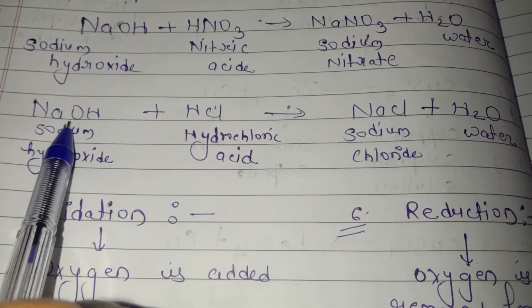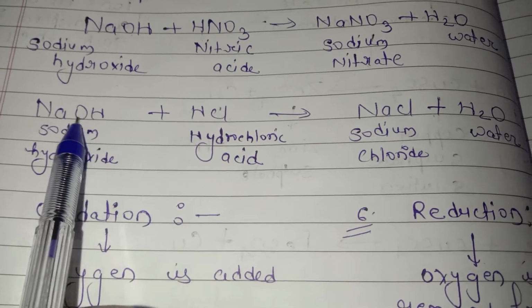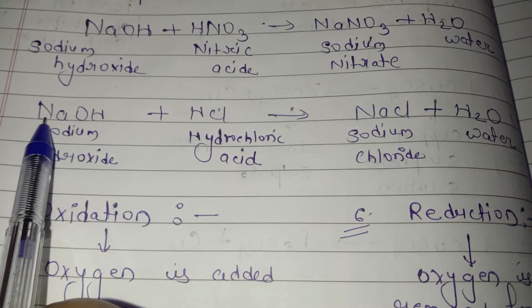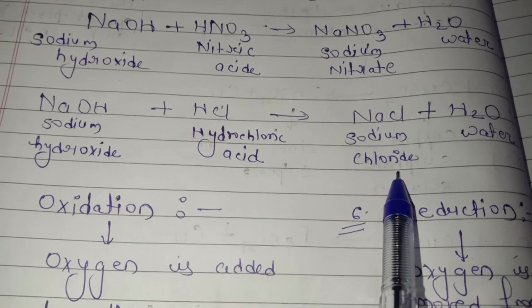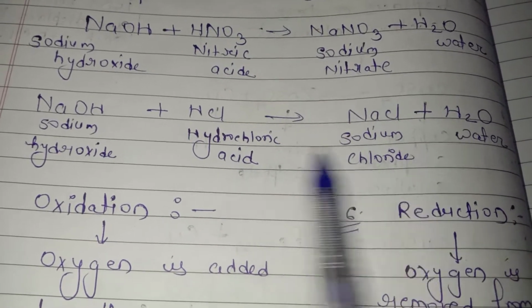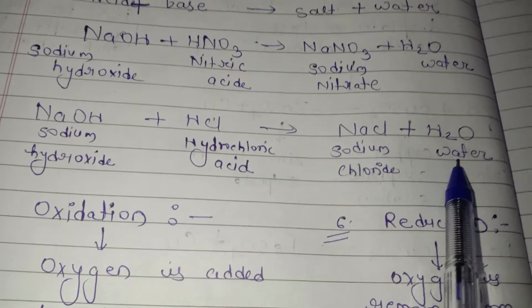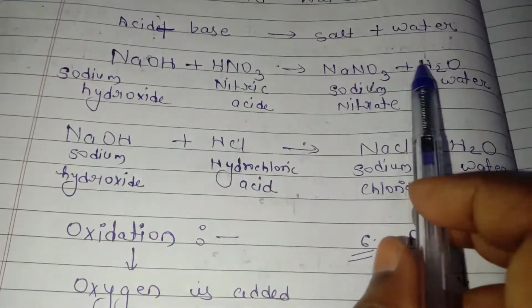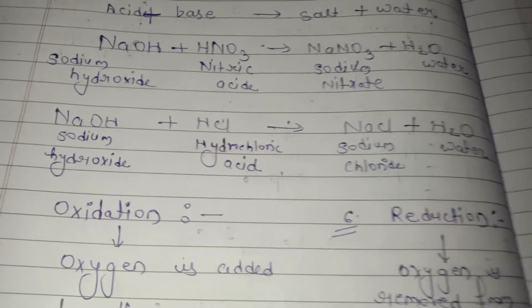Again see, this part gives you water, H2O, and this with Na combines to form sodium chloride. And this is a salt. This is acid, this one is base, and this is your salt and water. So the form is satisfied here. These are the examples of neutralization reaction.